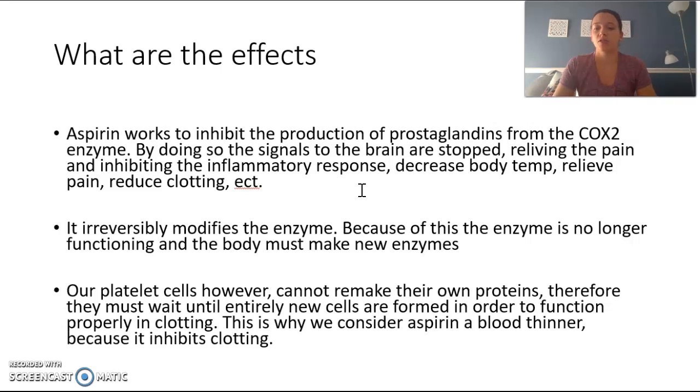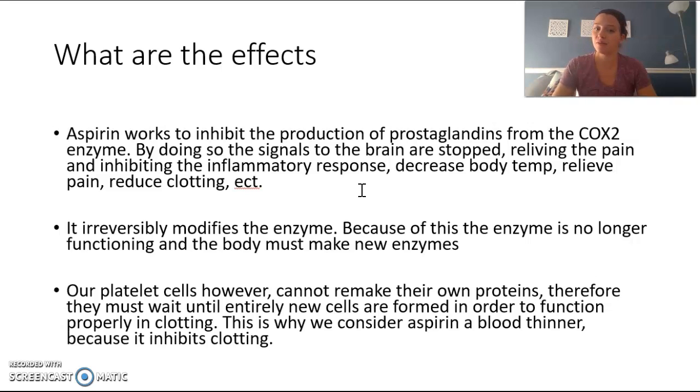So we consider aspirin a blood thinner. I have a lot of patients that take aspirin as a blood thinner so they don't have blood clots, for a lot of people that have poor circulation in their feet and have neuropathy. I found it super interesting to learn how aspirin works and how it improves functioning.